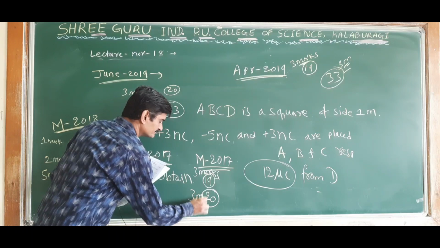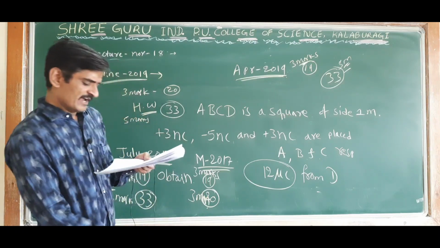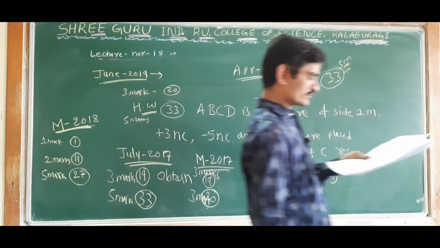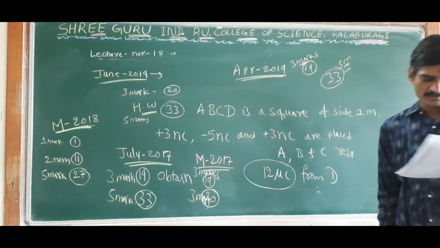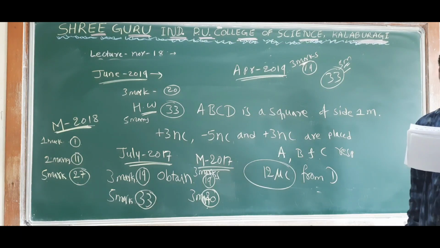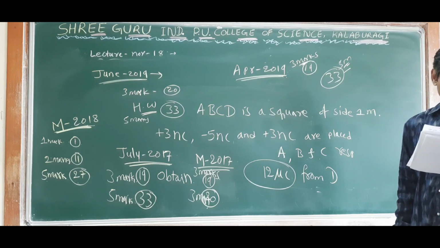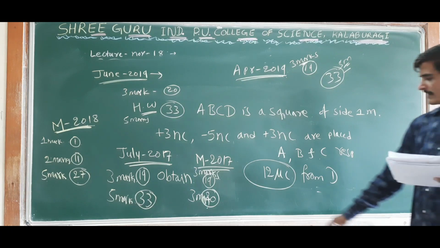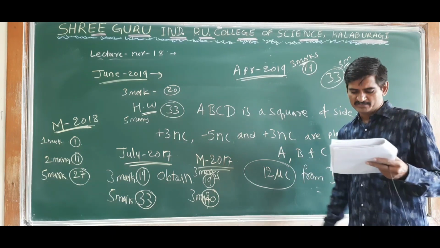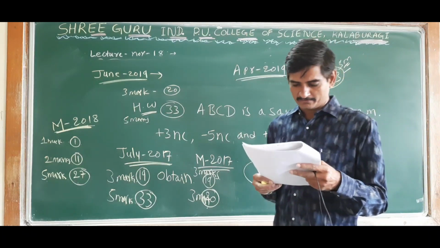Derive the expression for energy stored in a charged capacitor. This is also for 3 marks.